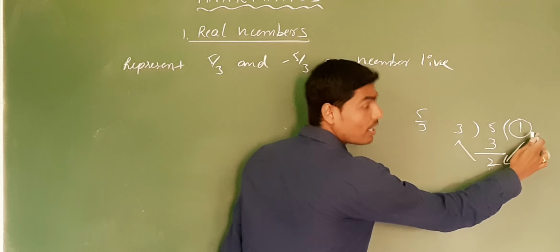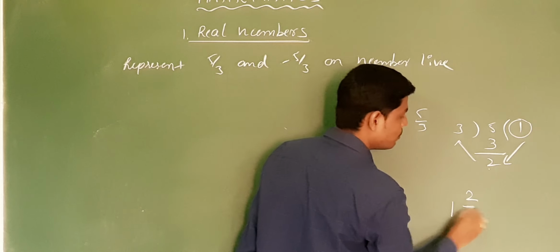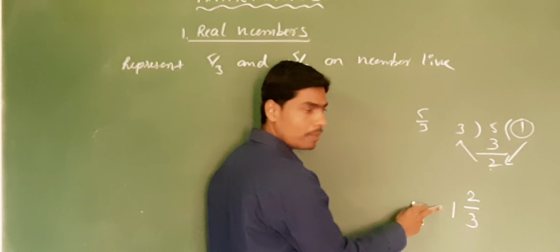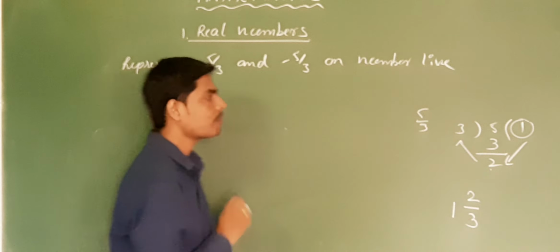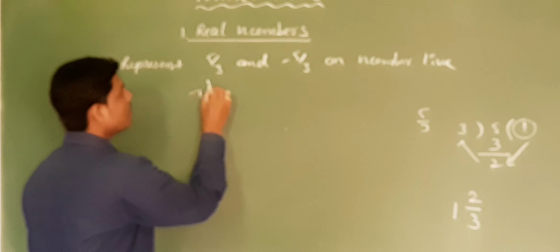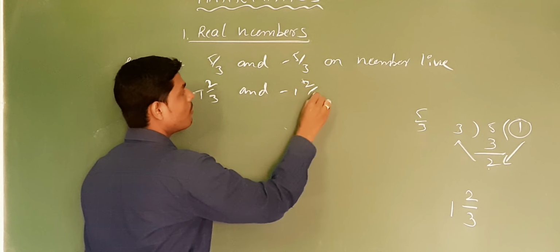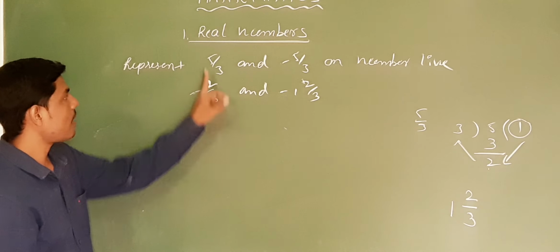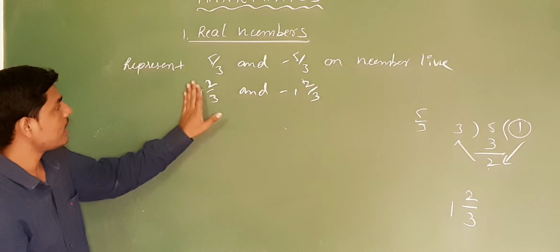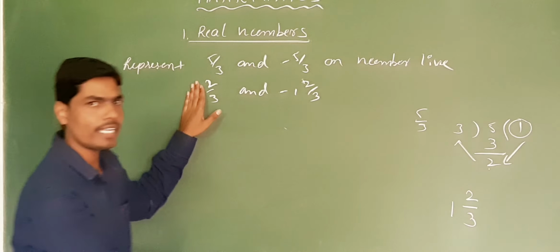We should start from here. That is 1 of 2 by 3. 3 ones are 3 plus 2, again you get 5 by 3. So now minus 1 of 2 by 3. So this 5 by 3 is located after 1. It is greater than 1 and less than 2.